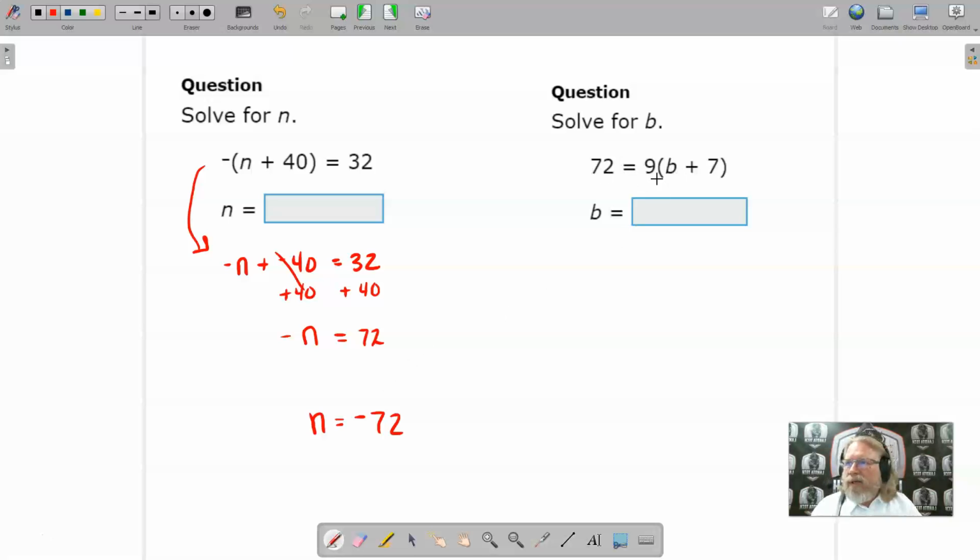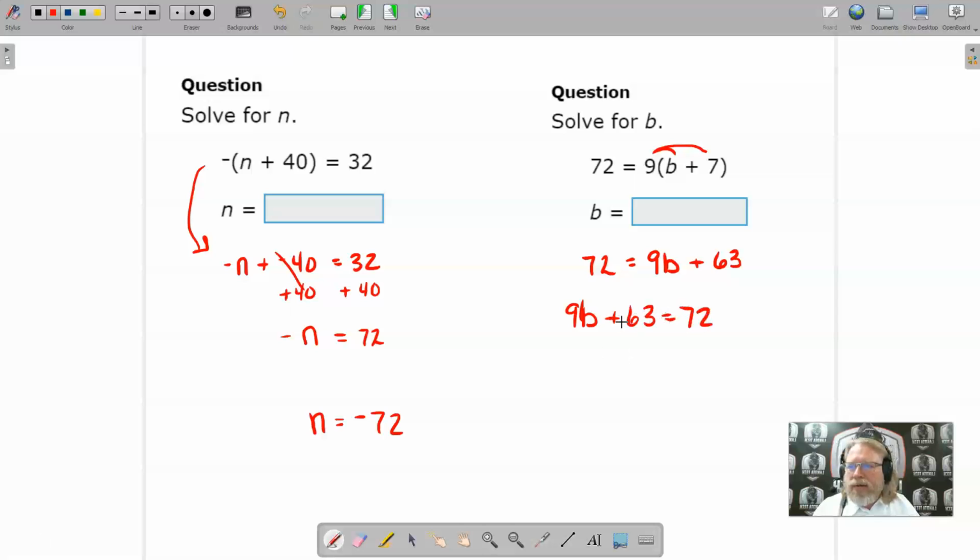All right, on the next one here, we have 72. And we need to distribute this 9 into the quantity of b plus 7, right? So 9 times b equals 9b. And 9 times 7 is going to be a positive 63. So now I can go ahead and, you know me, I like my variables over here on the right or on the left. So I'm going to go ahead and do that. 9b plus 63 equals 72.